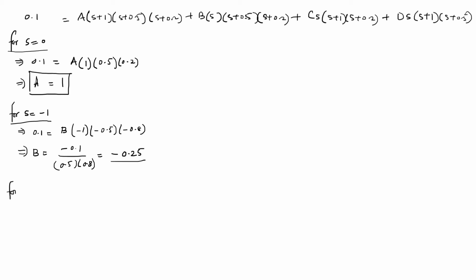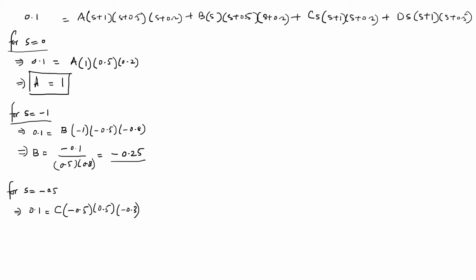Similarly, for s equal to minus 0.5, which is the other term, you are going to find this whole expression to be 0.1 equal to, the C expression is going to remain there, the others are going to be eliminated, so that's why it is going to be C into minus 0.5, then you have 0.5, and then you have minus 0.3.